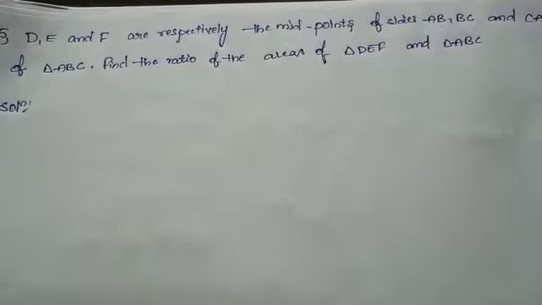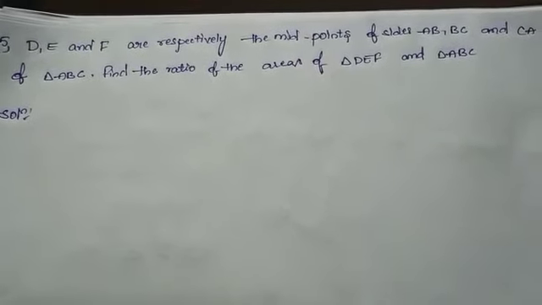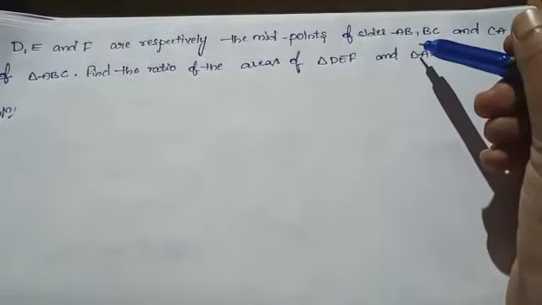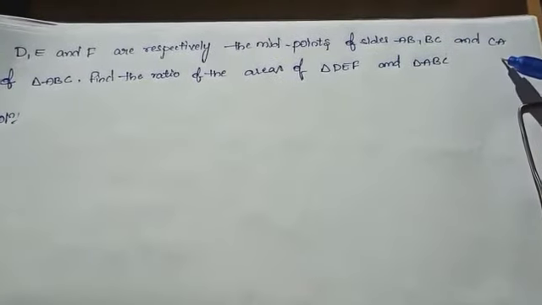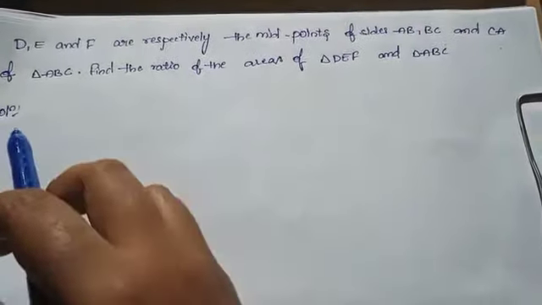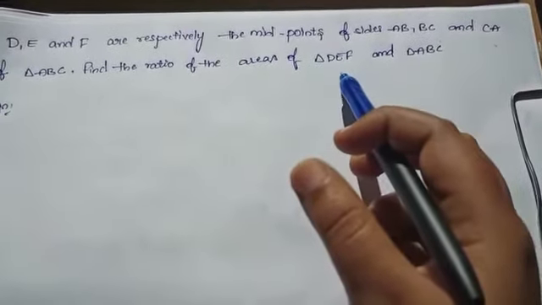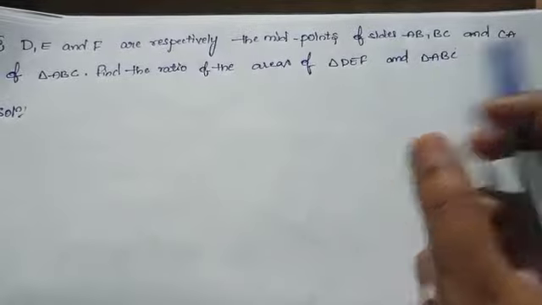Next question. D, E and F are respectively the midpoints of sides AB, BC and CA of triangle ABC. Find the ratio of the areas of triangle DEF and triangle ABC.